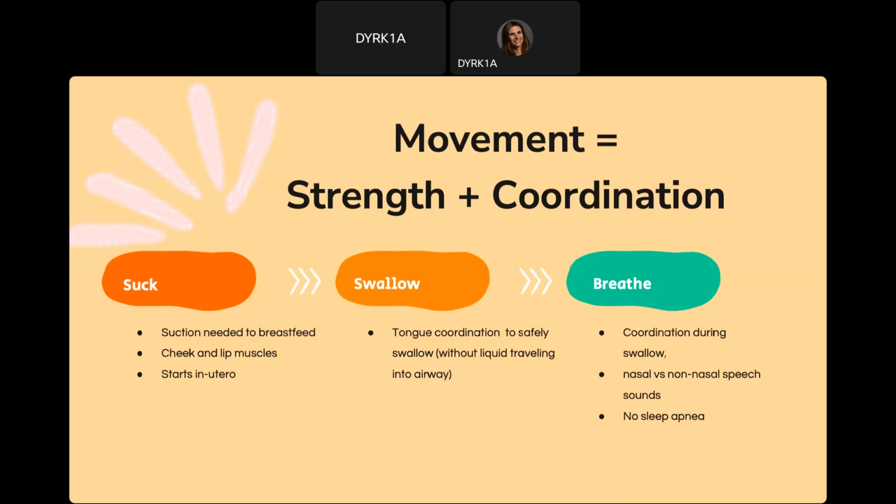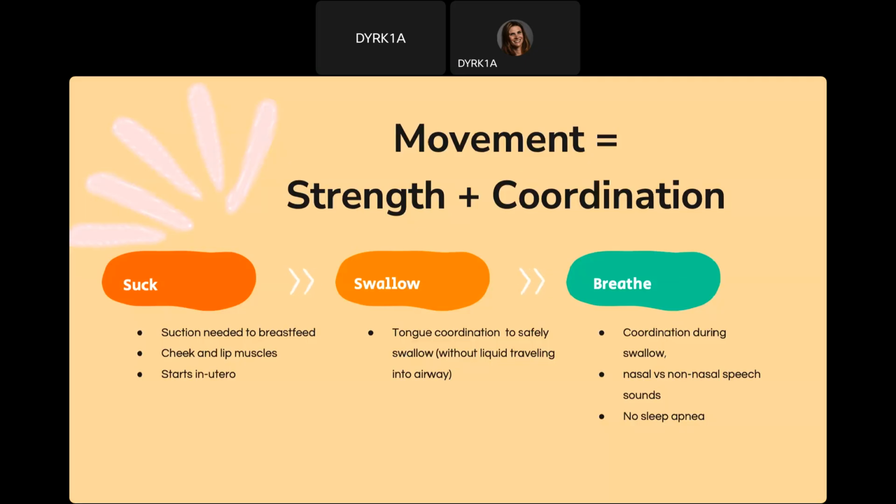Oftentimes it's both that we need to work on, both the strength and the coordination. And then this was talked about a little bit on the DYRK1A website, actually, which I was super stoked about. So going back to babies in utero, they suck, they swallow, they breathe. They suck their thumb in utero, they swallow amniotic fluid, and then they take their first breath. And this is foundational to life. And it's still present for children, adults, everybody.